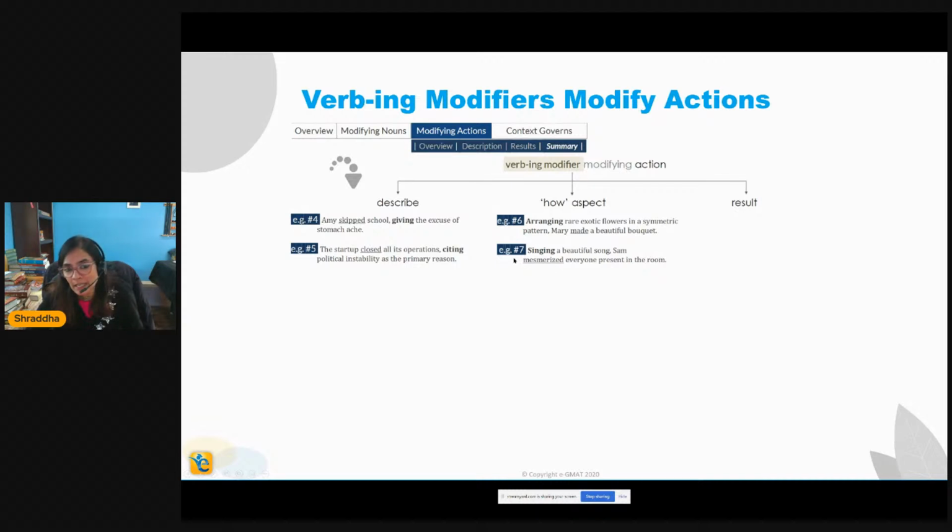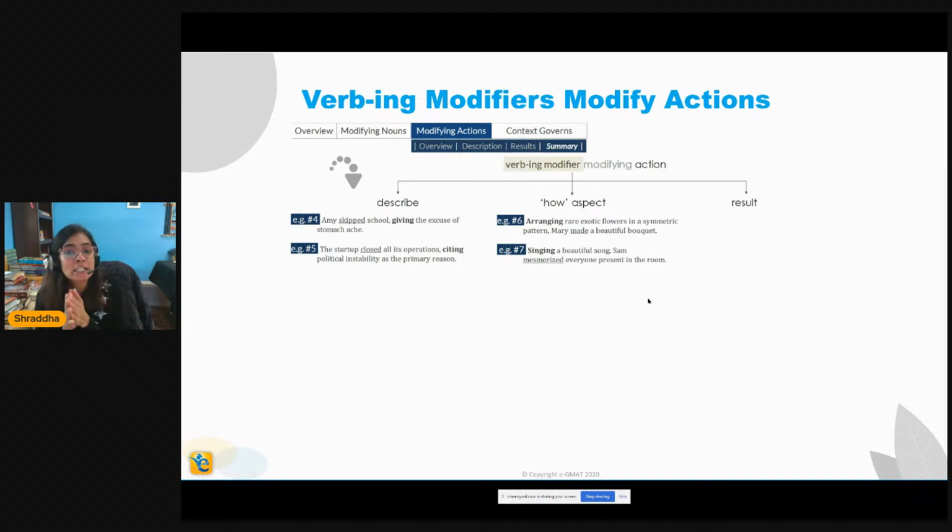If we look at example 7, here we have singing a beautiful song, Sam mesmerized everyone present in the room. It answers again the same question. How did Sam mesmerize everyone? He did so by singing a beautiful song. Now, a thing to notice over here is that we can actually change the placement of these modifiers in example 6 and example 7 and can place them after the clause. Nothing will change in this case.